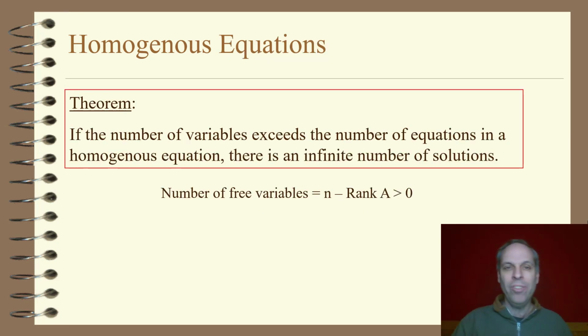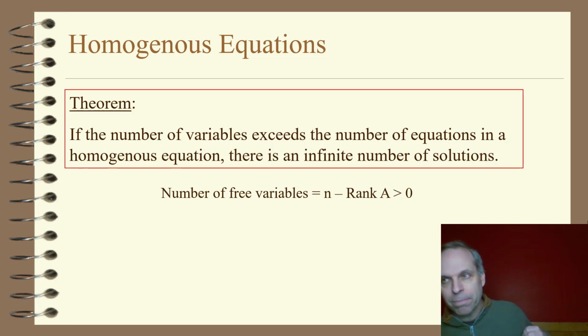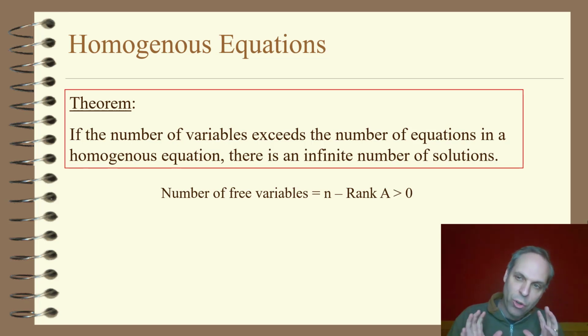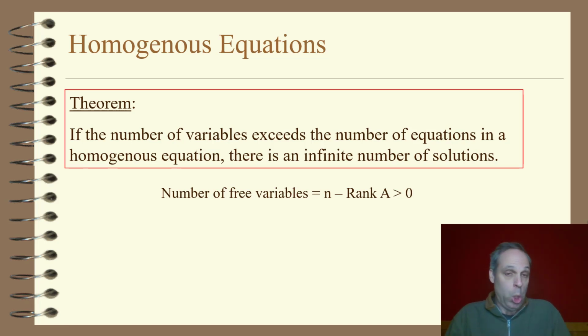But there's another reason to learn it, and that is because there's a certain criterion where, if you look at a homogeneous linear system, you automatically know that there's an infinite number of solutions, and therefore there is a non-trivial solution where all the variables need not be zero. And this goes like this.